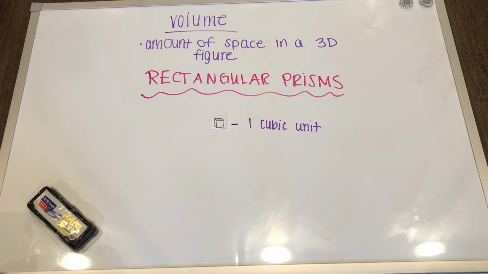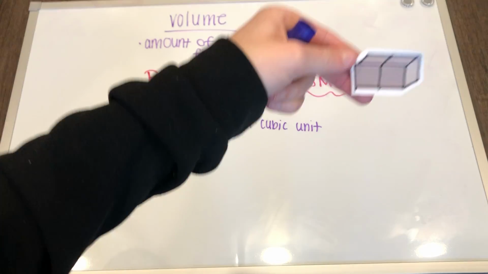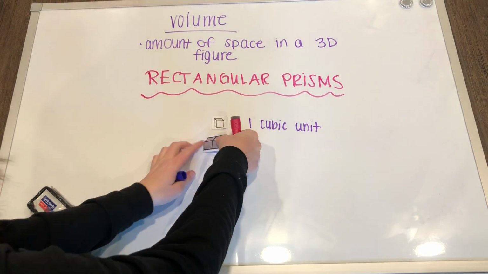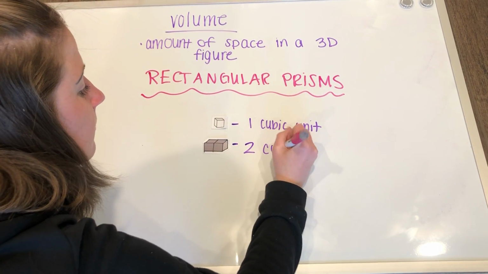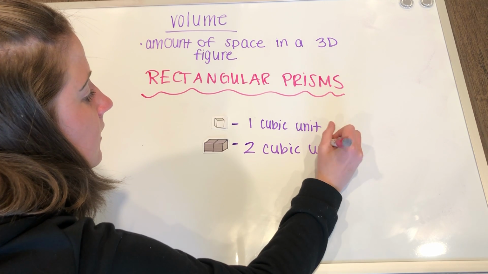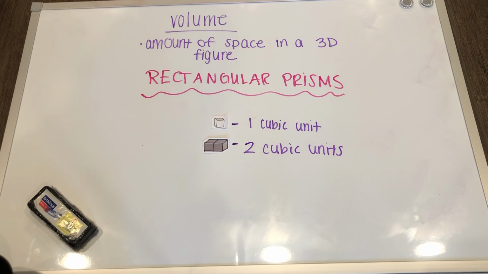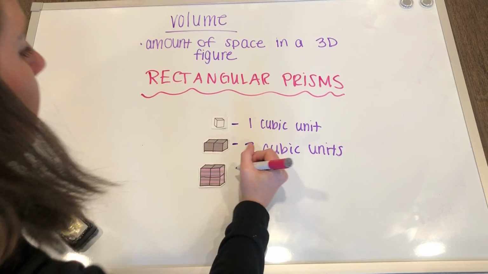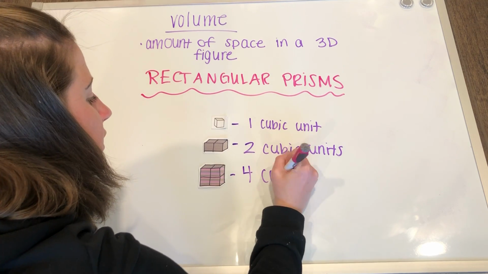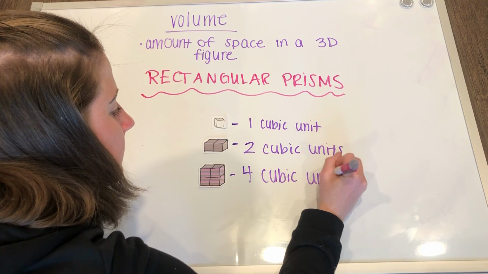Well, what happens when we have something like this? Well, if I count up my cubic units, I've got 2. So my volume is going to be 2 cubic units. Now I go from that, and now I have this. Now I count those up. 4 cubic units.